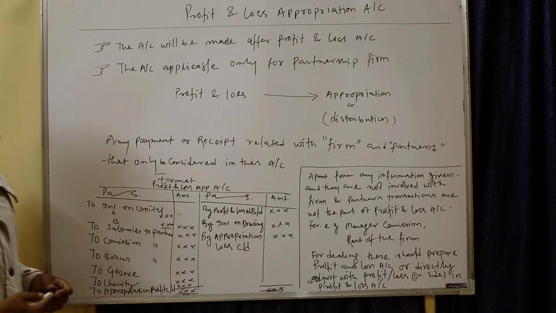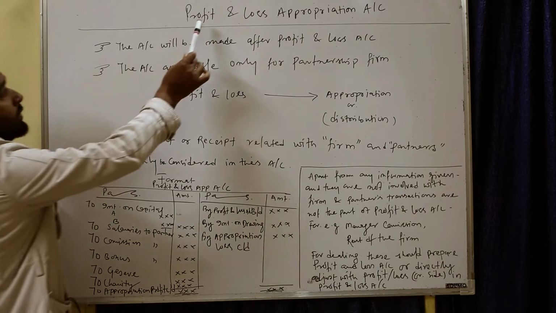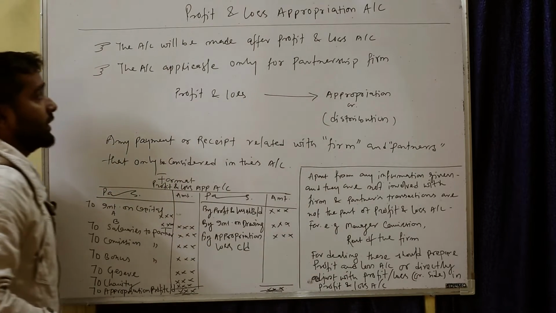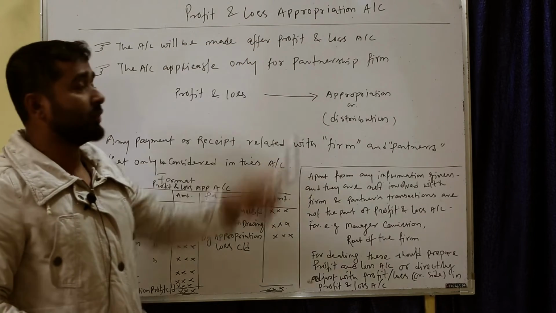Okay, good morning. So today we are going to start the profit and loss appropriation account, and this account is related to our partnership book. It is the first account we are going to see today. The name consists of two words: profit and loss, and appropriation.